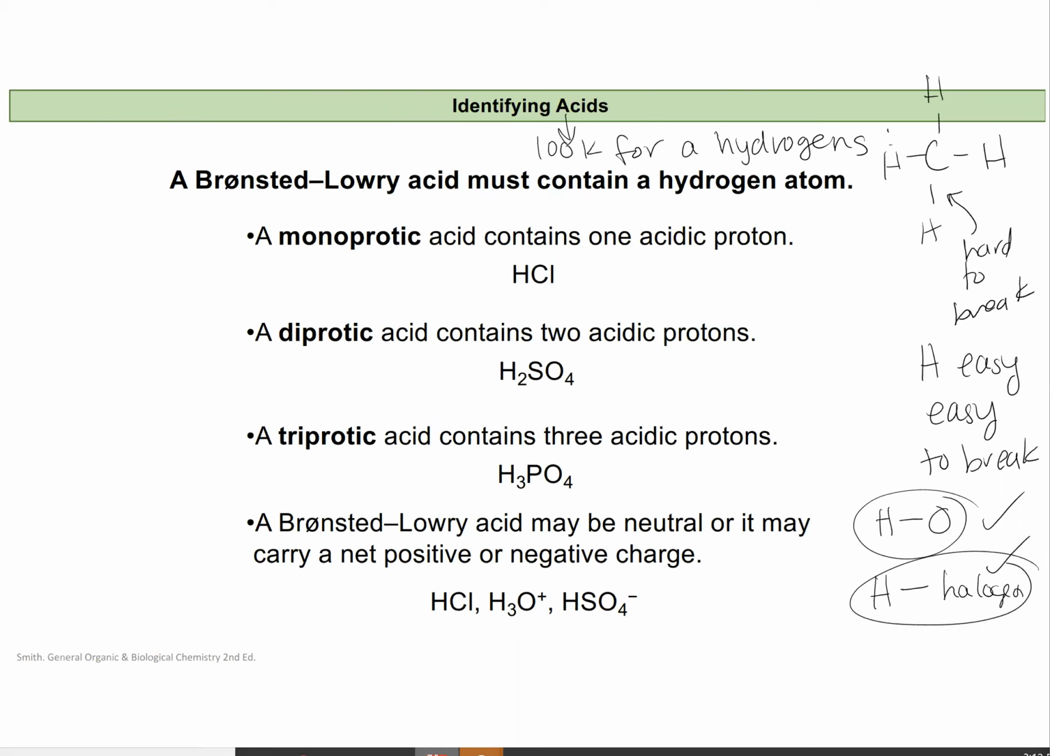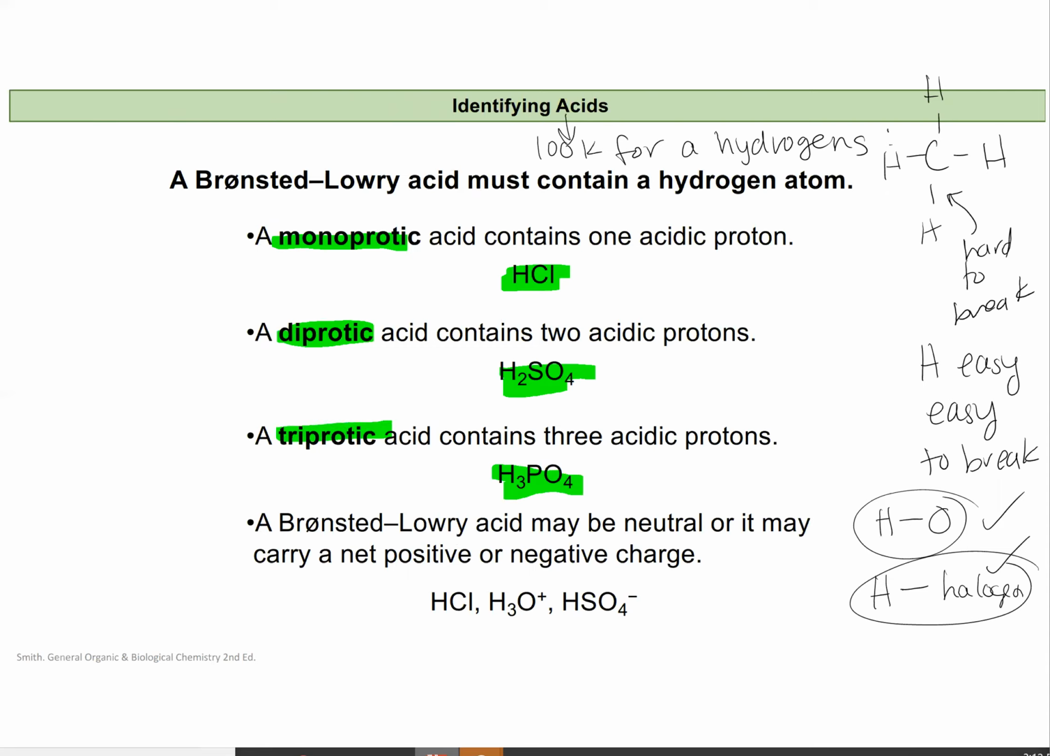So we also see that lots of molecules have more than one hydrogen. And so we can have acids that have more than one hydrogen that leaves and is donated. If there's only one, and a great example of this is hydrochloric acid, we call it monoprotic. Now, if there's two, like sulfuric acid, we call it diprotic. And if it's three, it's triprotic.